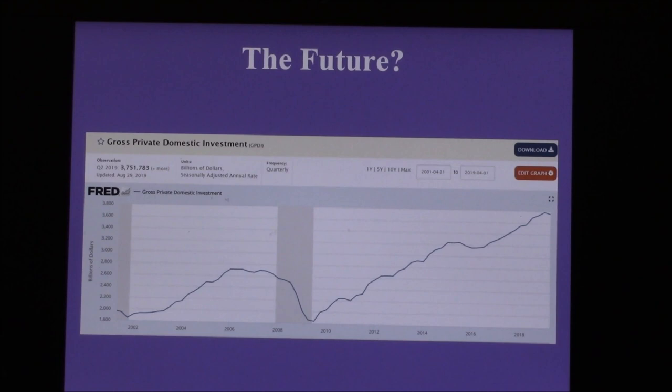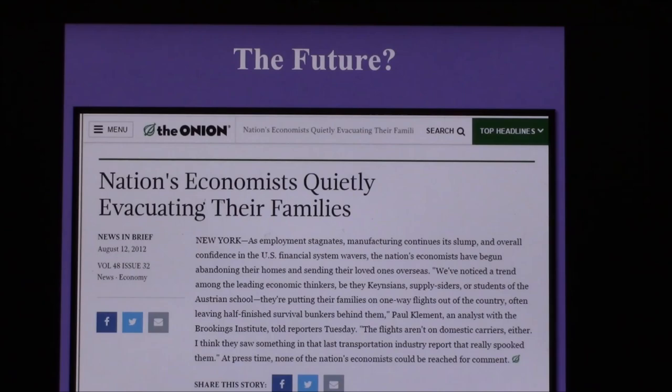So for the talk I was giving, I did show what was going on at the time. And as you can see there, it looked like it was coming down. But we don't need to look at that because we've seen much more. Here's a funny joke from The Onion.